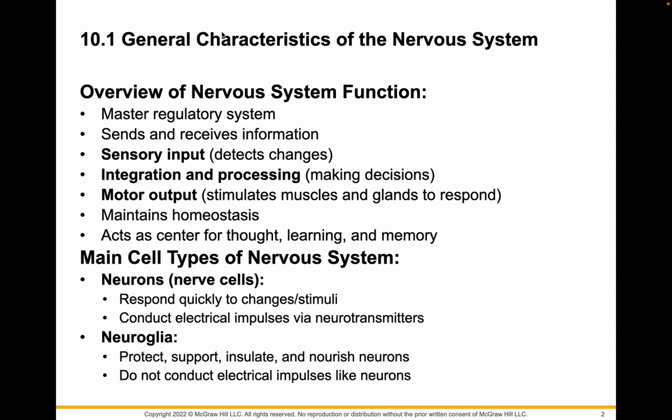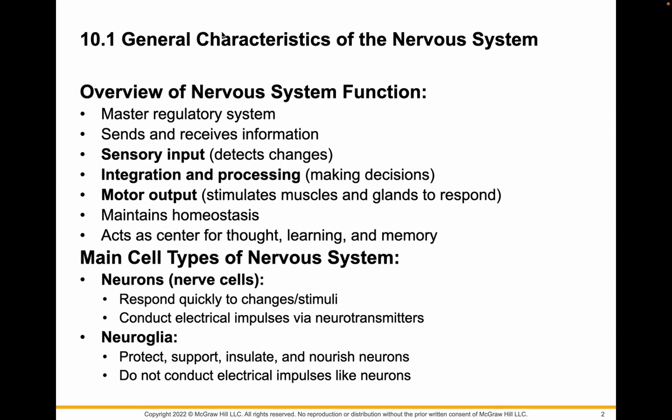It really keeps you alive, and it is the center of thought, learning, and memory. The main cells of the nervous system, as we learned in our tissue unit way back when, are the neurons, the nerve cells, and they are what conduct these electrical impulses using the neurotransmitters. Remember acetylcholine and how it was released by the neuron to talk to a muscle? That's what they're talking about there. Acetylcholine's not the only neurotransmitter. In fact, I'm going to share with you some others.